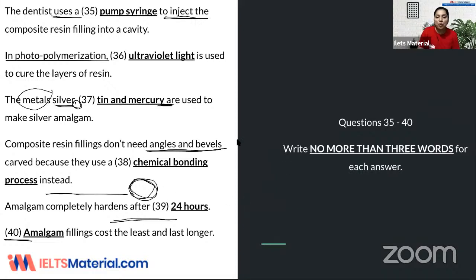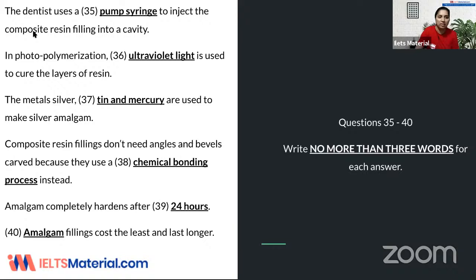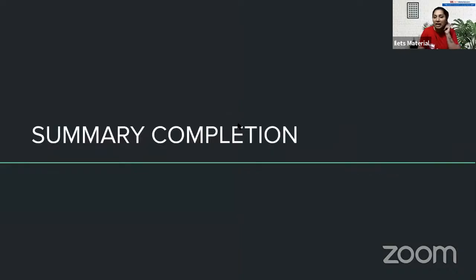Okay, now let's move on to the next part. And before that, I'll just erase or clear all the drawings. Now let's move on to the next part. The next part is summary completion.